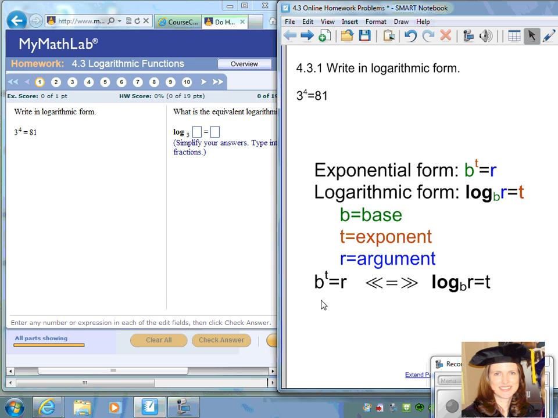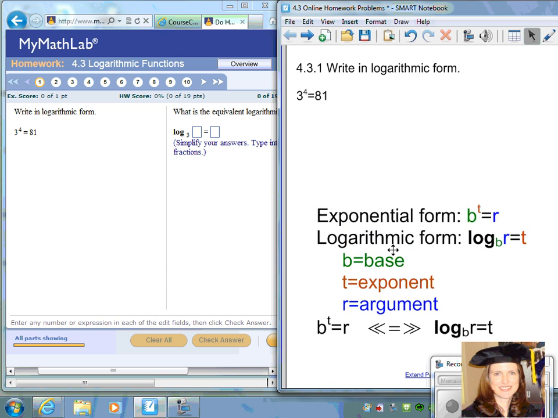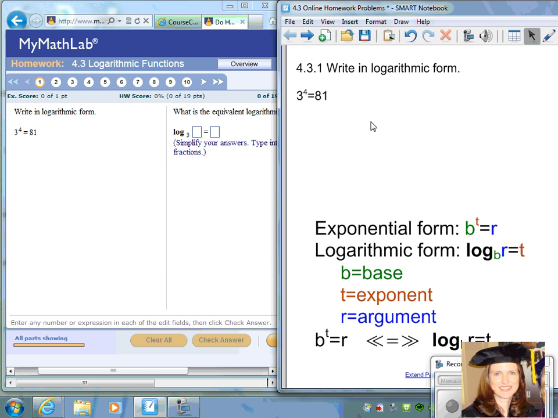So anytime you have an equation that's written in exponential form where you can pick out the three parts, you can rearrange it into logarithmic form. So the equation 3 to the fourth equals 81 for this example is in exponential form, and we want to rewrite it in logarithmic form.